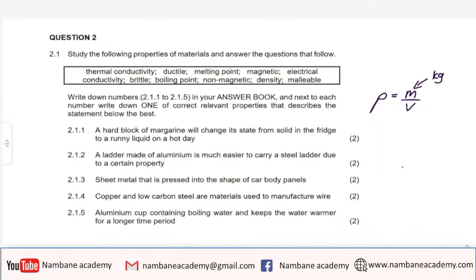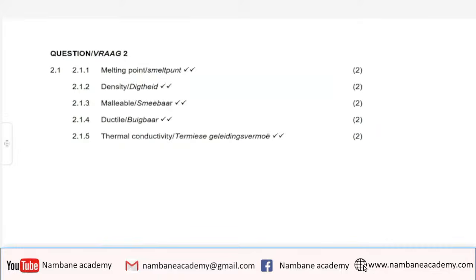Right, so I know our students love a memo, so I wanted to show the answers and see if you got it correct. So melting point, density, malleable, ductile, and thermal conductivity.